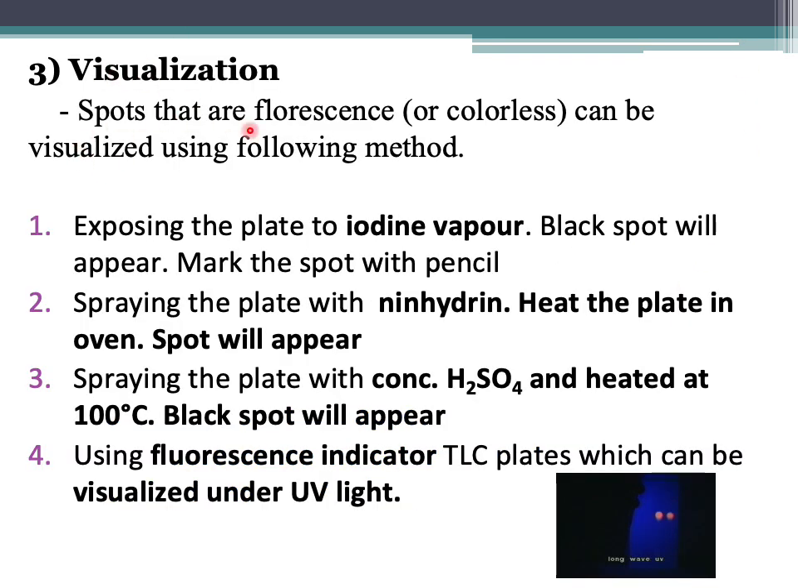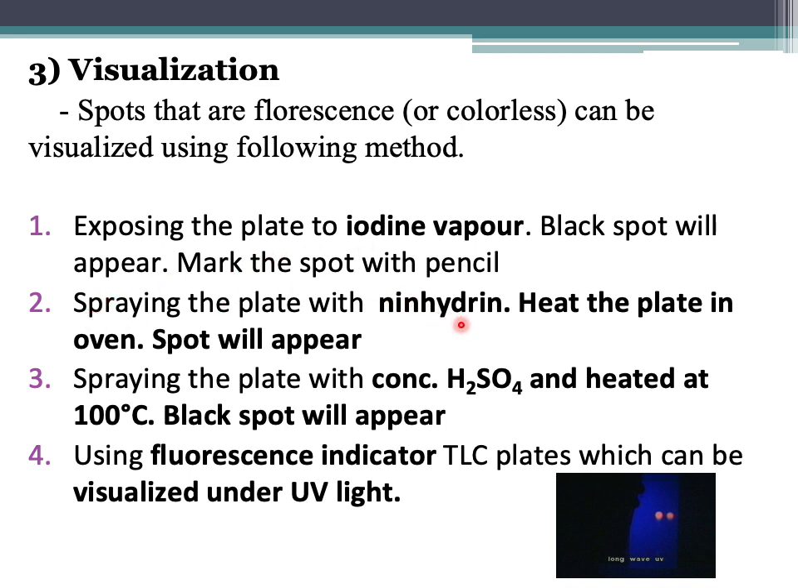Visualization. Spots that are fluorescent or colorless can be visualized using the following methods. So ada spot yang kita tak nampak dengan mata kasar. Okay, dia colorless. So kita buat visualization process. First, exposing the plate to iodine vapor. Black spots will appear and mark the spot with pencil. So use iodine vapor.